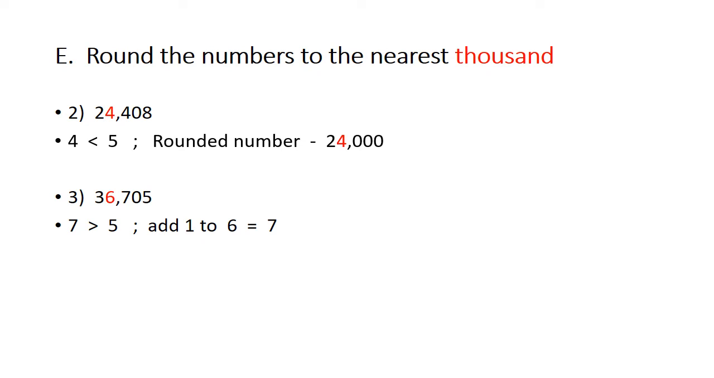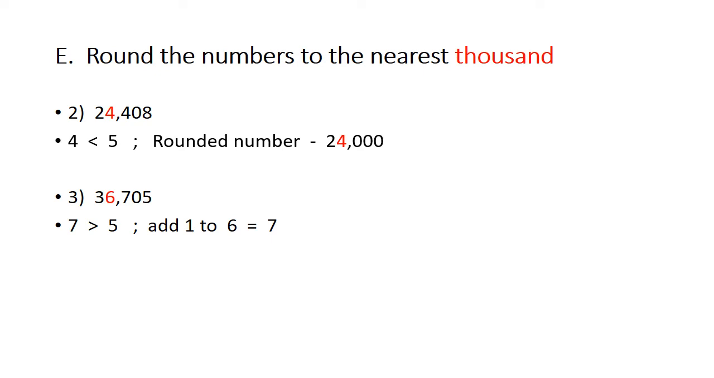Next question, 36,705. You have to round off the number to the thousands place. Now, identify the digit. It is 6 at the thousands place. So, observe the next digit, 7. 7 is greater than 5. Now, what do you have to do?